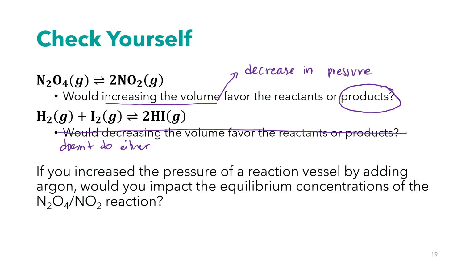Then lastly, if I increase the pressure of a reaction vessel by adding argon, but the volume remains the same, I'm just pumping in argon and raising the pressure. Would I change the equilibrium concentration of N2O4 or NO2? Hold an answer in your head, say yes or no, maybe come up with a reason.